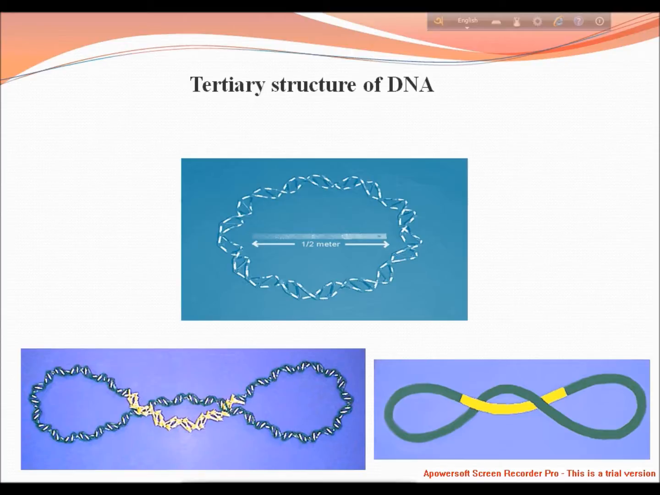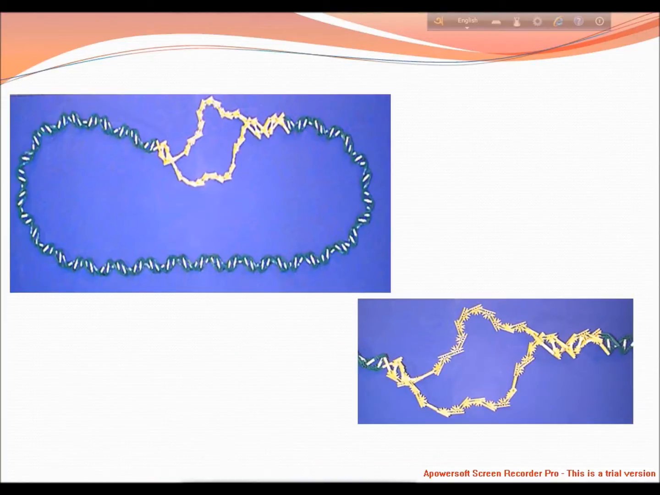Supercoiling markedly alters the overall form of DNA. A supercoiled DNA molecule is more compact than a relaxed DNA molecule of the same length. Supercoiled DNA moves faster than relaxed DNA when analyzed by centrifugation or electrophoresis.